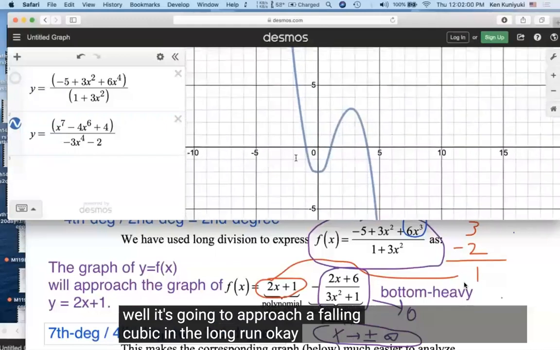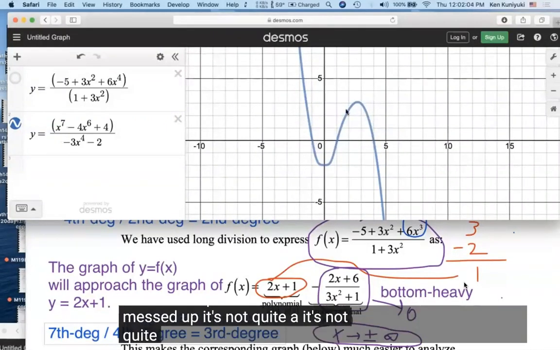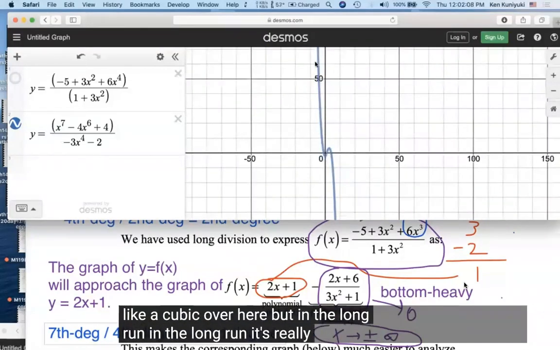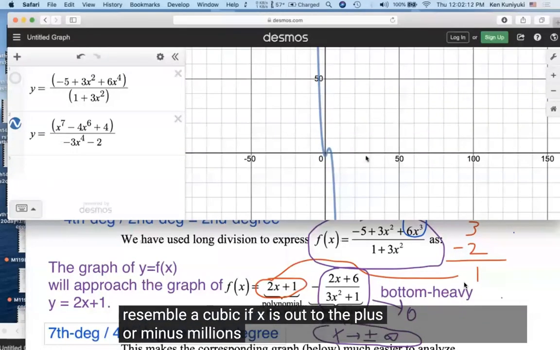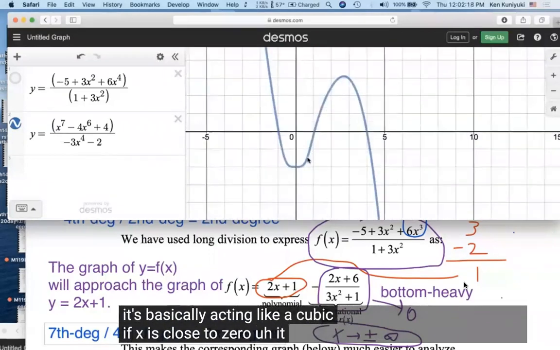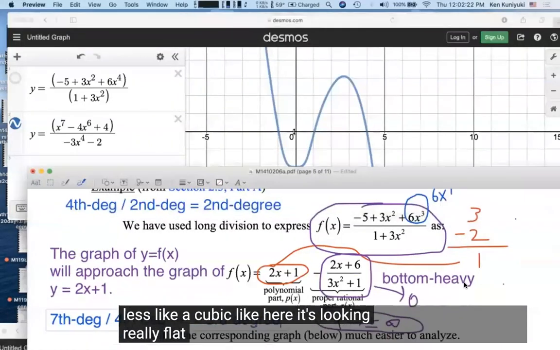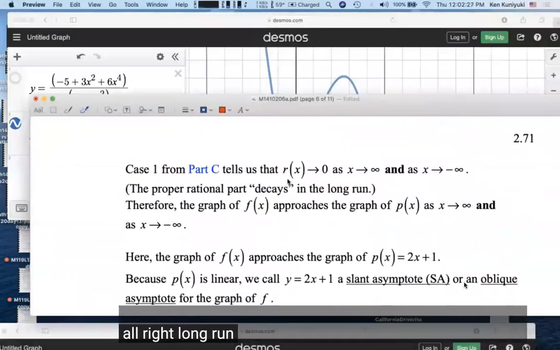Okay, close to x equals 0, it's kind of messed up. It's not quite like a cubic over here, but in the long run, it's really going to resemble a cubic. If x is out to the plus or minus millions, billions, trillions, it's basically acting like a cubic. If x is close to 0, it might act less like a cubic. Like here, it's looking really flat. All right. Long run behaviors.